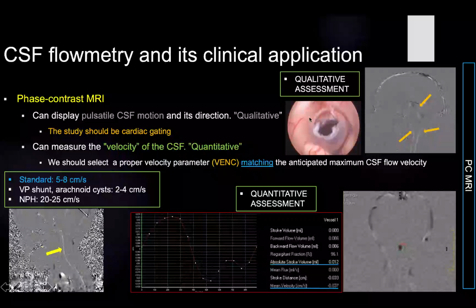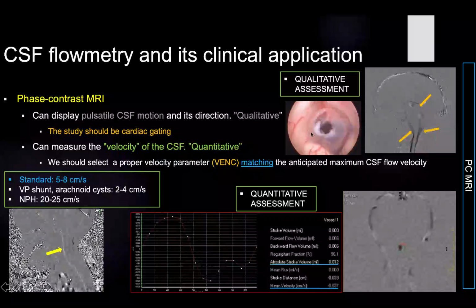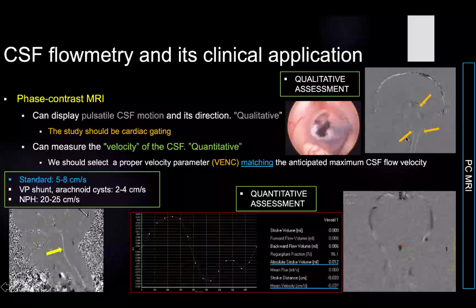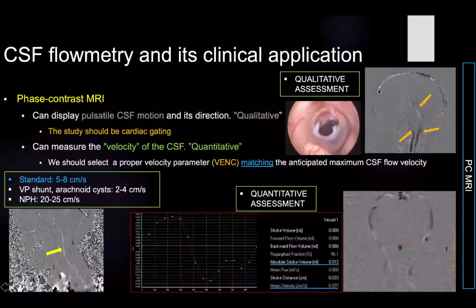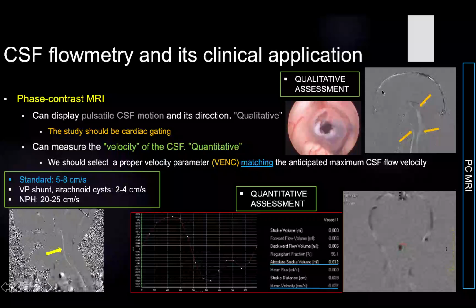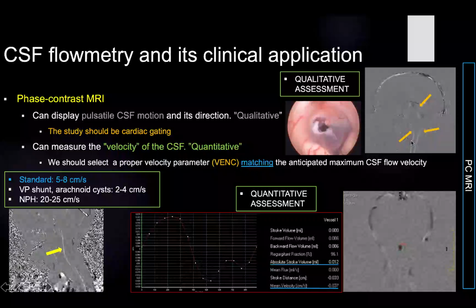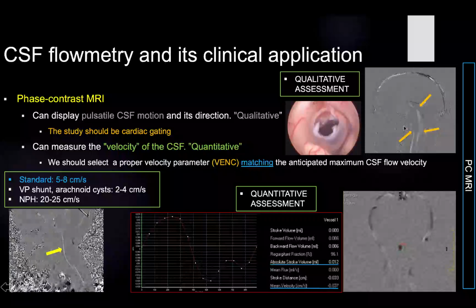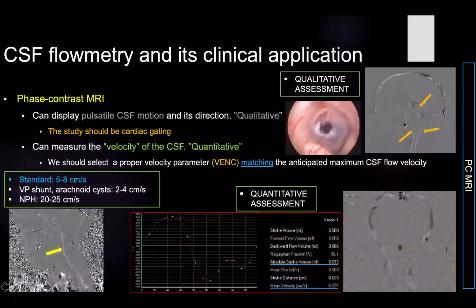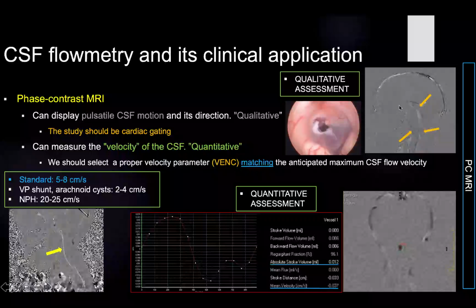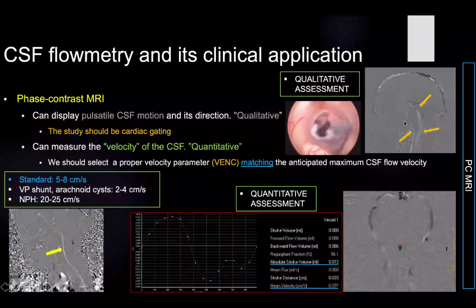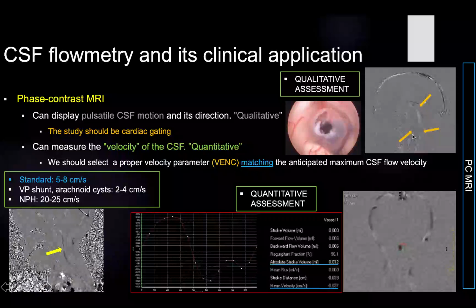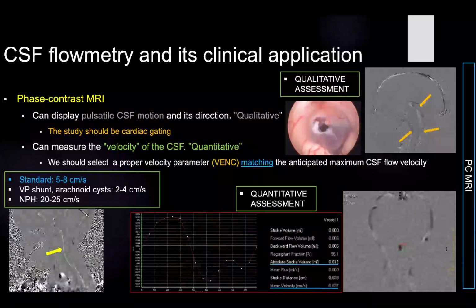In the cardiac systole, this is the CSF flow motion. In the systole, the CSF moves from caudal to cranial, while in the diastole, the CSF flow moves from cranial to caudal. So if the motion is from cranial to caudal, it will appear as a bright signal, for example. If the motion is reversed, the CSF flow will appear as a dark signal, the opposite color. So these two colors reflect the direction of the CSF flow.